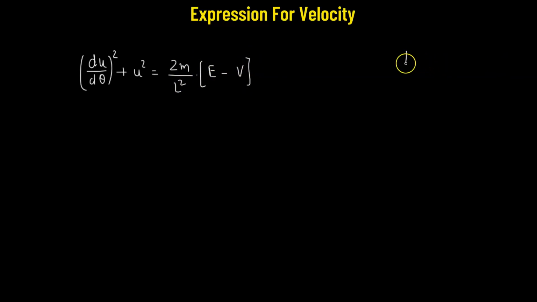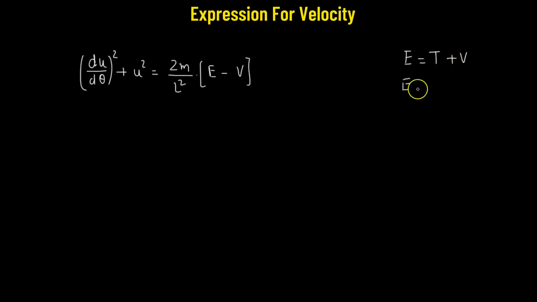Now that we have obtained the expression for the eccentricity, what we'll try to do next is find an expression for the velocity. So we'll begin with the differential equation. We have du over d theta whole squared plus u squared equals 2m over L squared multiplied by E minus V. Now we know that the total energy of the system is given by the sum of its kinetic energy and the potential energy.